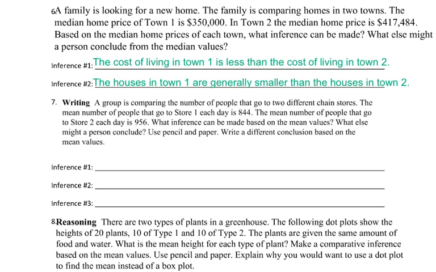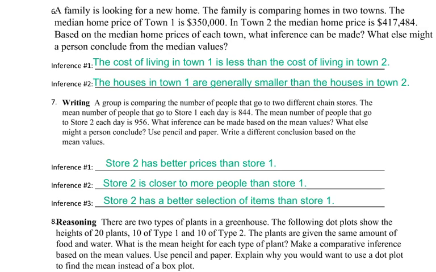So the ones that I came up with are that store 2 has better prices than store 1. Store 2 is closer to more people than store 1. And store 2 has a better selection of items than store 1. Those could all be reasons why store 2 gets more people per day than store 1. Okay, you may need to pause in order to get all that written down.